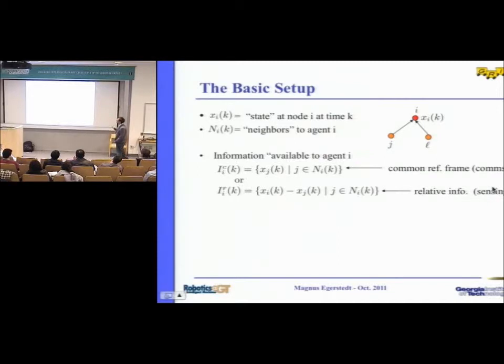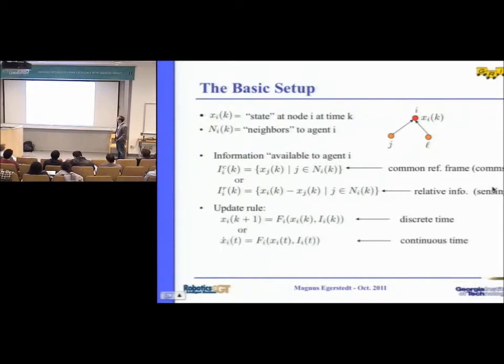At time k, if I have sensors, I can measure, for instance, relative position. I don't know where you are exactly, but I can measure where you are relative to me. If I'm allowed to talk and we have a common reference frame, you can actually tell me where you are, or what your abstract state value is. So depending on what kind of information is flowing, you can have either the state of your neighbors, or at least the relative distance.